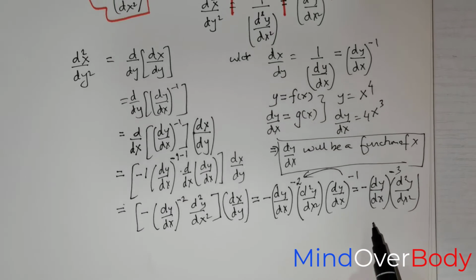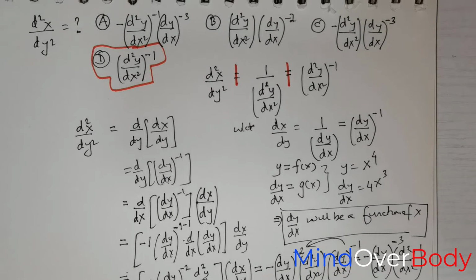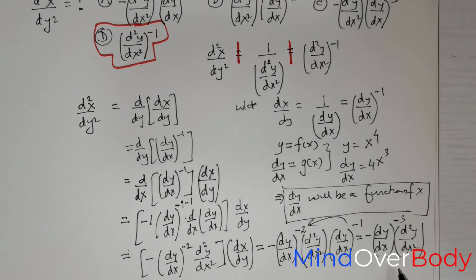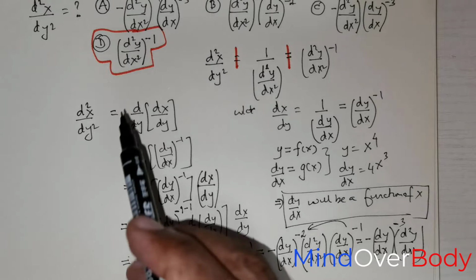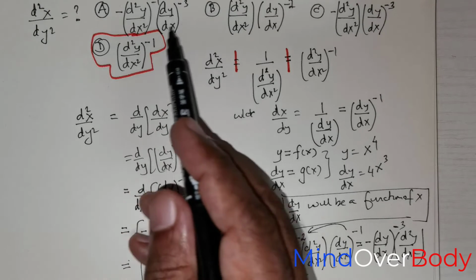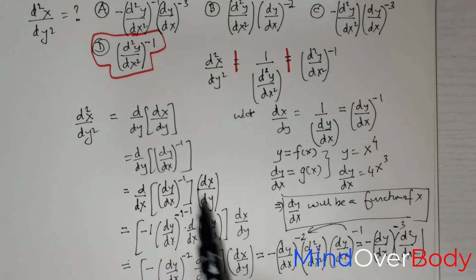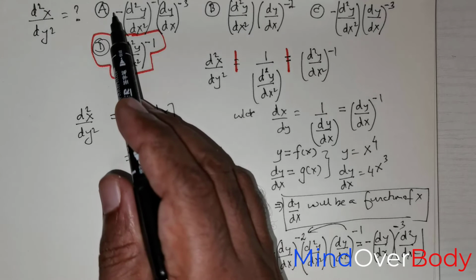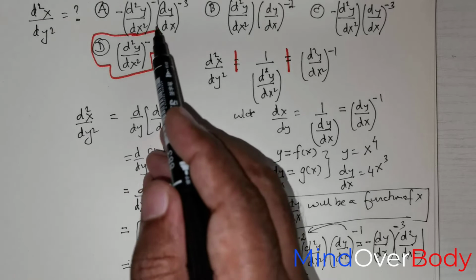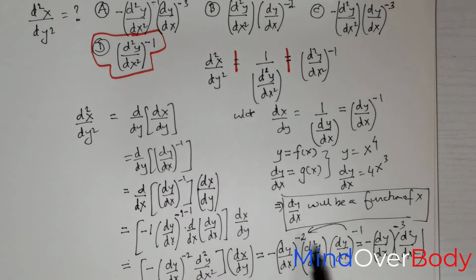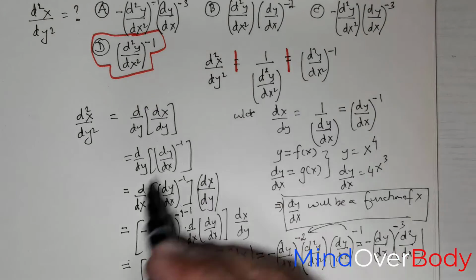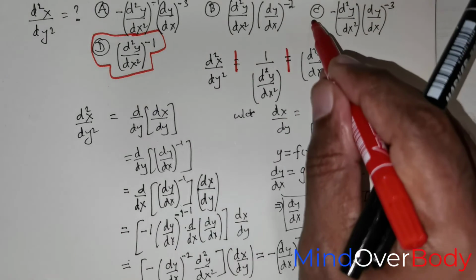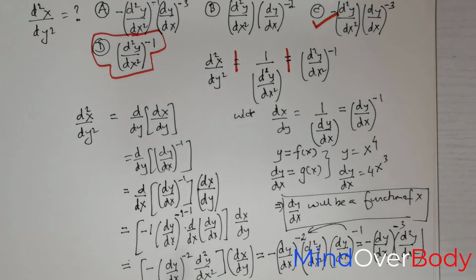Now the question comes, which of these following options would be the right one? So we got option A, option B, option C. We need to have a negative sign, and we need to have dy over dx raised to the power of -3. So we got dy over dx raised to the power of -3, a negative sign, but we do not have a negative exponent here. So option C is the best option that has to be selected here.